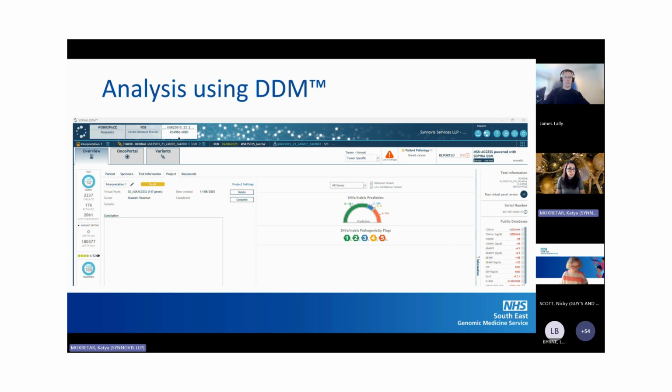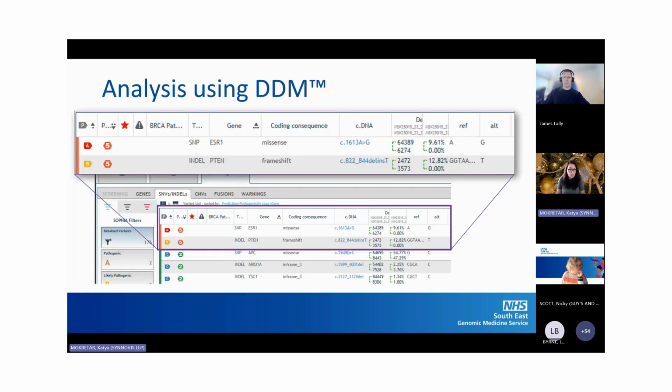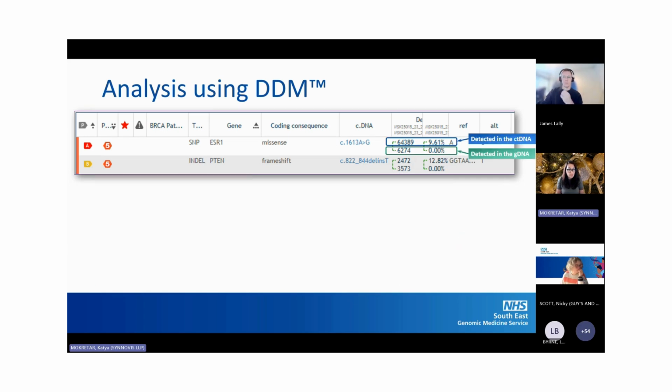This is the DDM, our analysis platform, and that is a landing page, which is how a sample will look. This page shows us some high-level quality metrics of the sequencing for this specific sample, and some high-level results. When we go to the variants tab, we can see different variants there.